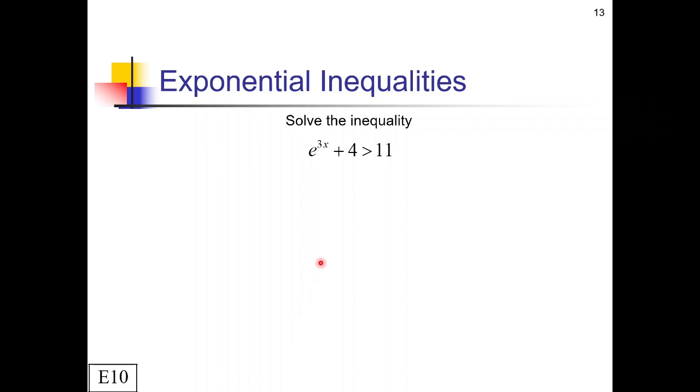Here's another example for you to play around with. Pause the video and give it a shot. All right, so let's first isolate the exponential term. So let's subtract 4 from both sides. That'll be 7 on the other side.